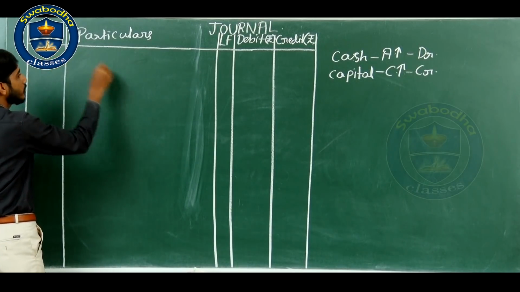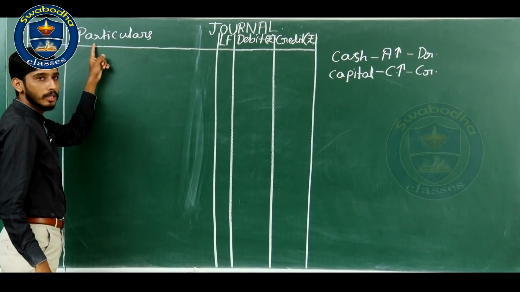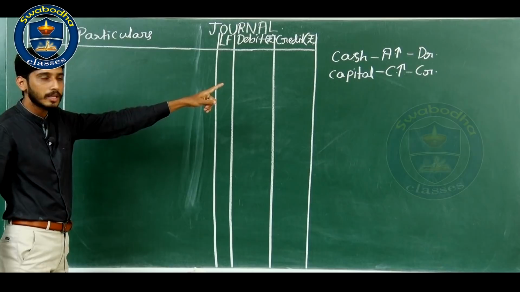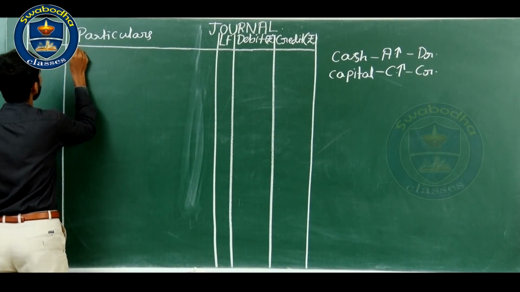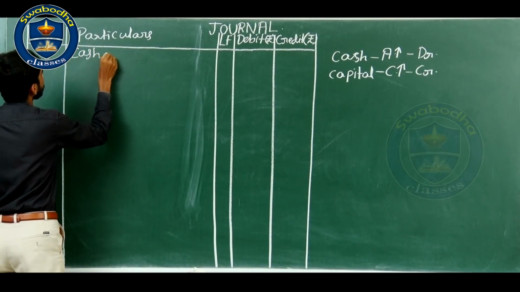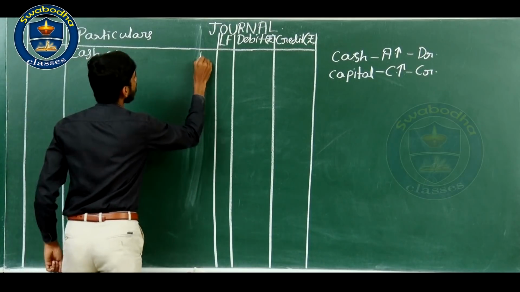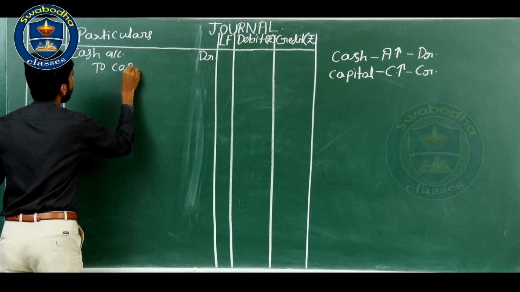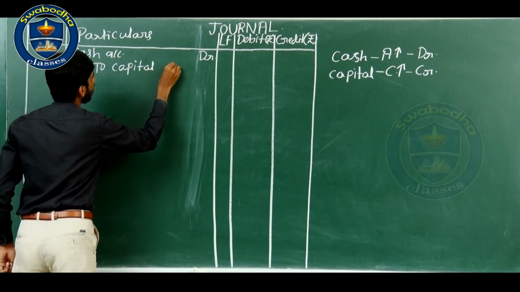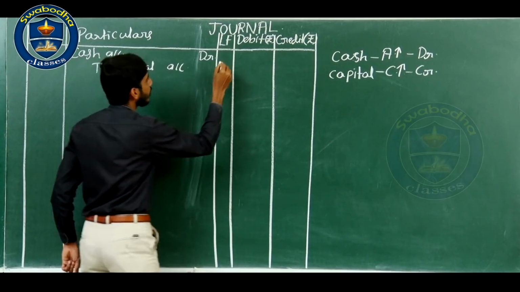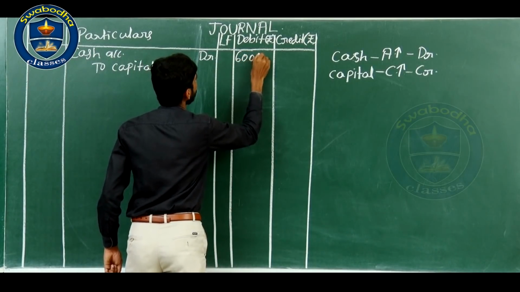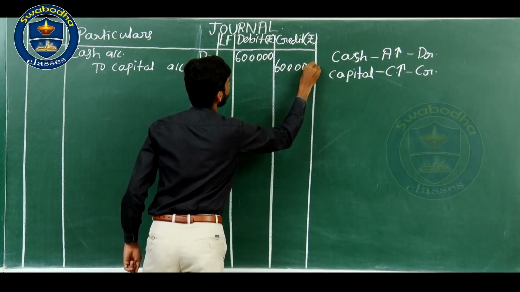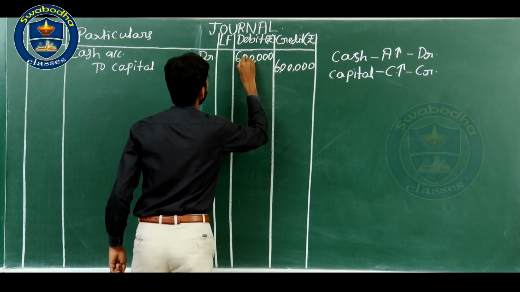First transaction, the entry is cash account debited to capital account. Amount is 6 lakh rupees. 6 lakh in debit column as well as credit column.